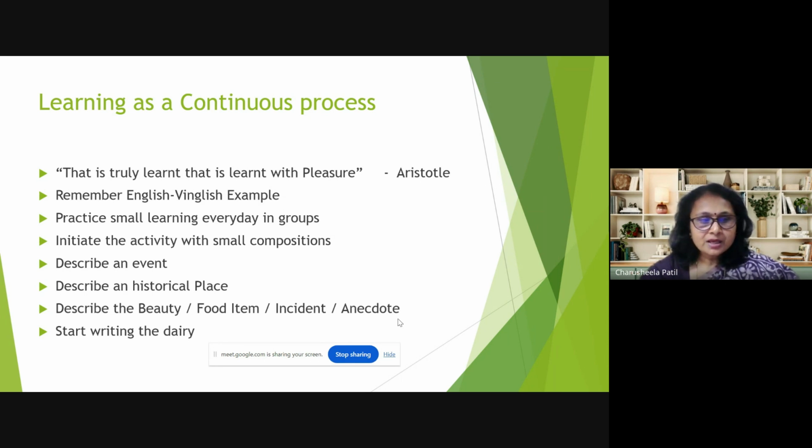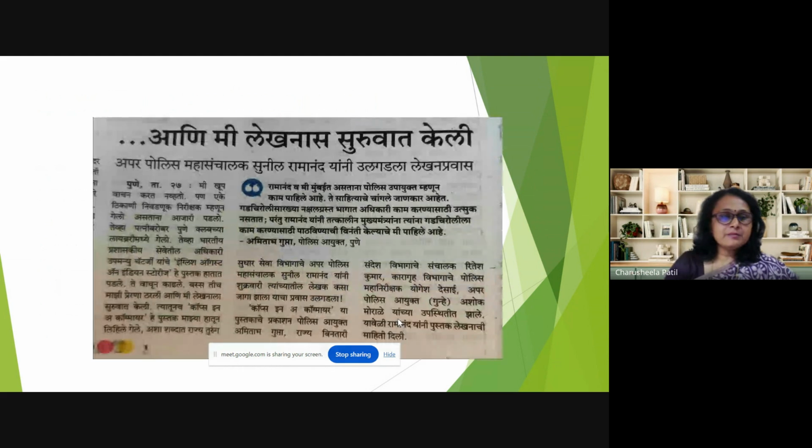So you can write. As I said, describe the beauty in those two images that I have shown. Then a food item, then any incident that you have come across, or as I said, an anecdote. Yes, and start writing a diary. Writing a diary has a purpose: one, you will learn to write on your own and develop writing skills, and at the same time you get a chance to express what you experienced throughout the day. It is a good habit to start writing a diary and ponder upon what has happened throughout the day. Yes, the next slide, please.